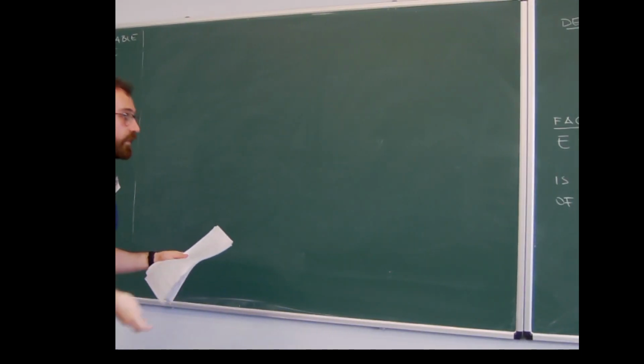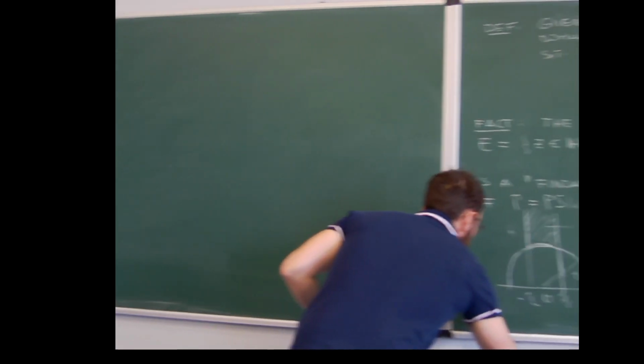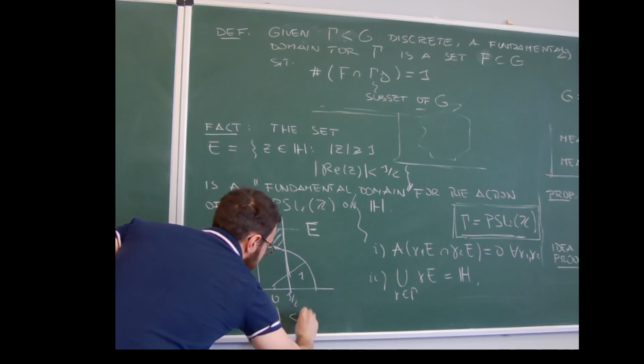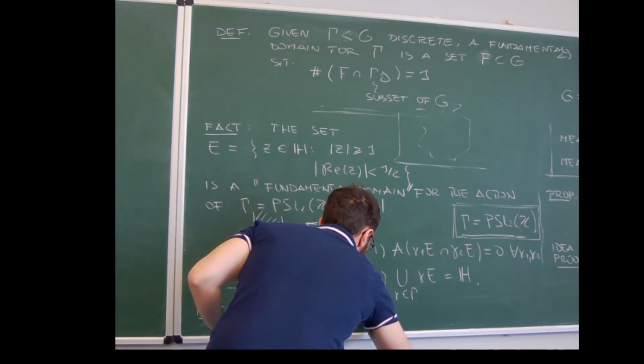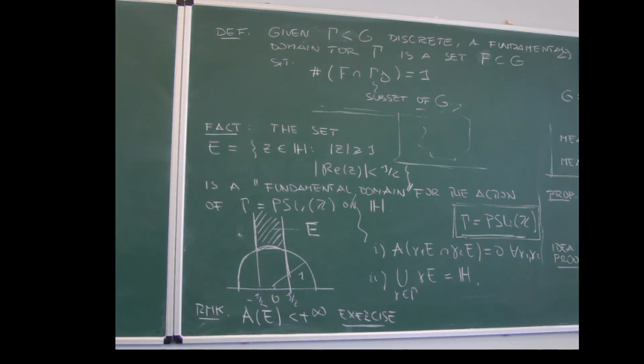Good. Oh, and also I have a remark. So remark, the hyperbolic area of E is finite. And this you can compute, you can do by exercise. Okay? Good.